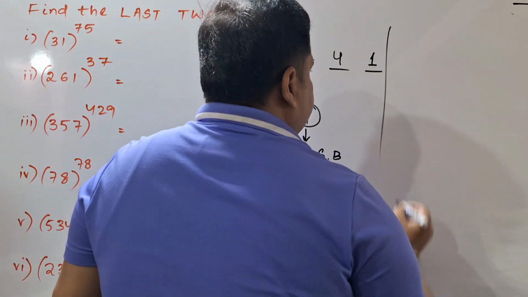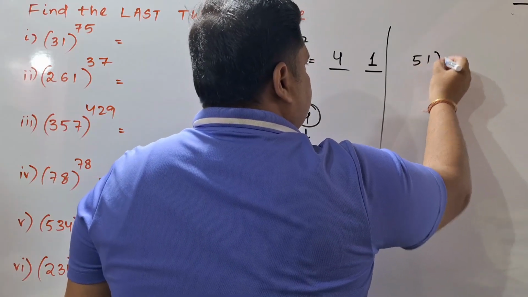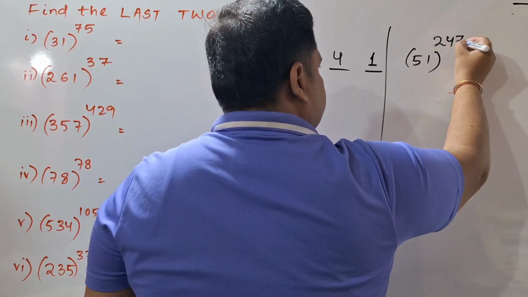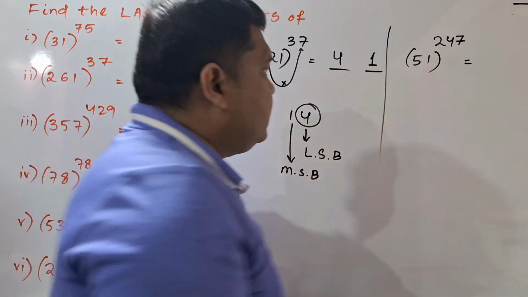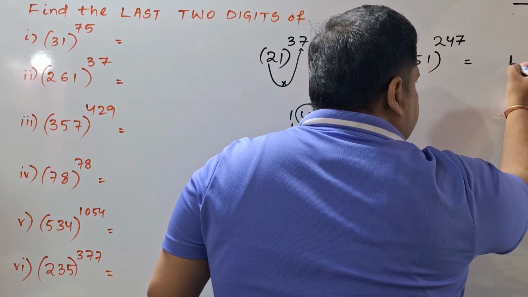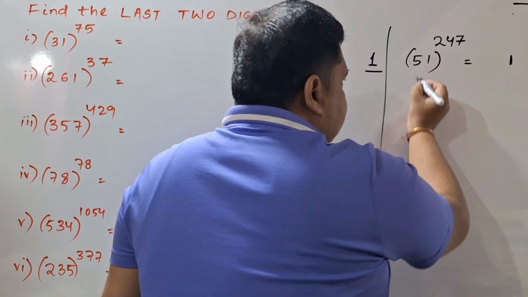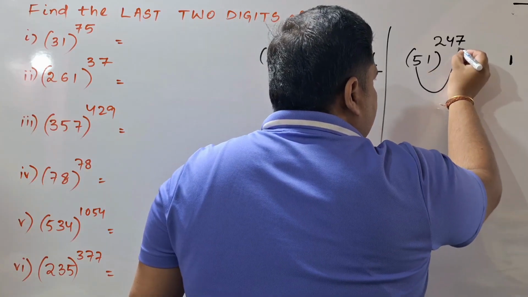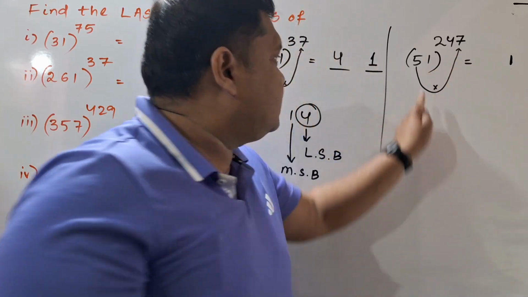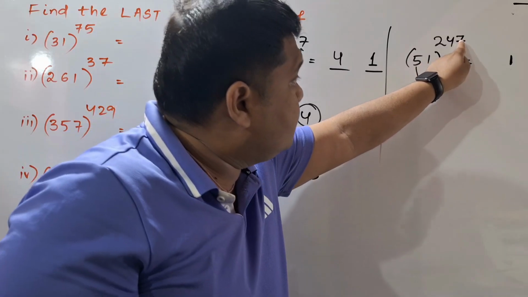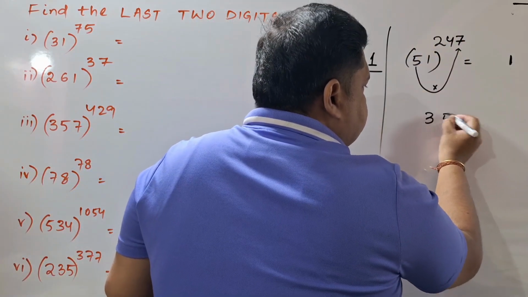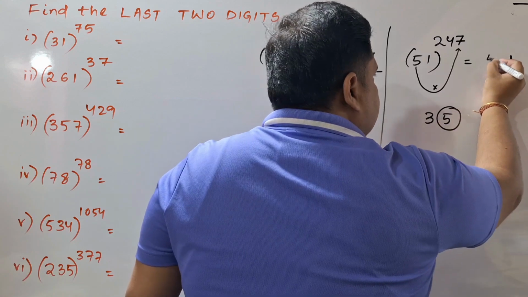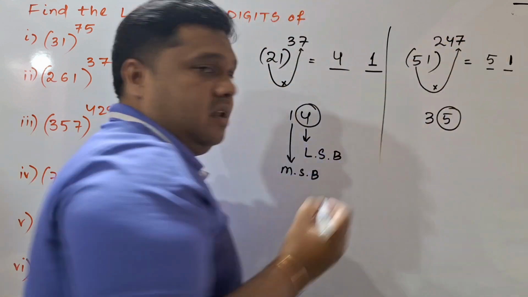Another example. Suppose I say 51 to the power 247. Here you have to observe that the base ends in 1, so the unit place is 1. Now how to find the tens place? I have to multiply 5 with 7, meaning the tens place of the base with the unit place of the power. 7 into 5 is 35, the LSB is 5. So the answer for this question is 51.